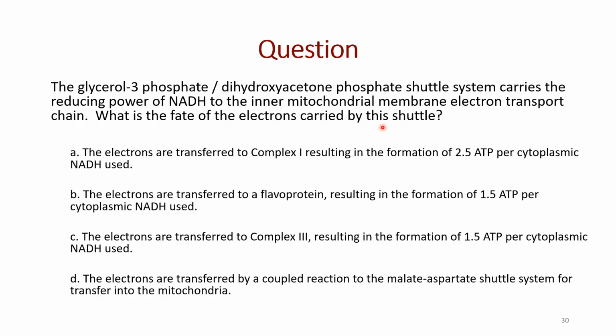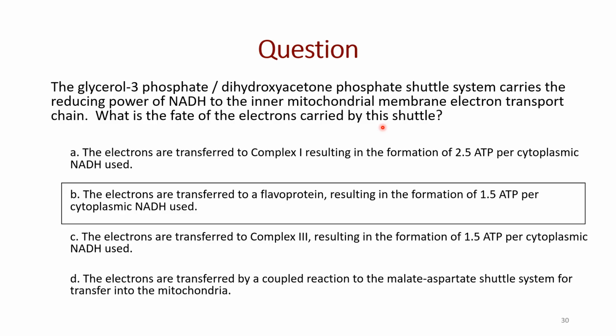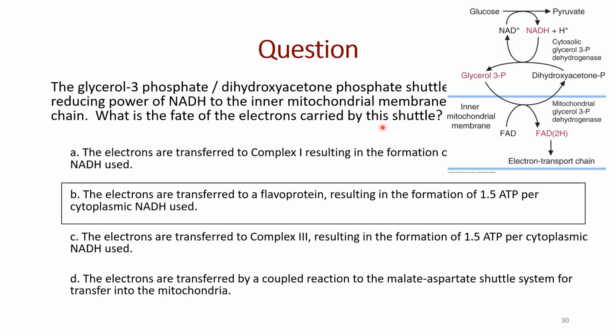So fate means what happens? Where does it go? Where does it become? Where does it end up? What is the fate of those electrons? And the answer is they're going to be given to a flavoprotein, and that's going to lead to the formation of ATP, okay? And it turns out to be 1.5 moles of ATP. And we'll see this when we do the electron transport chain, which is in just a couple more lectures. And the story is here. This is where we are right now.